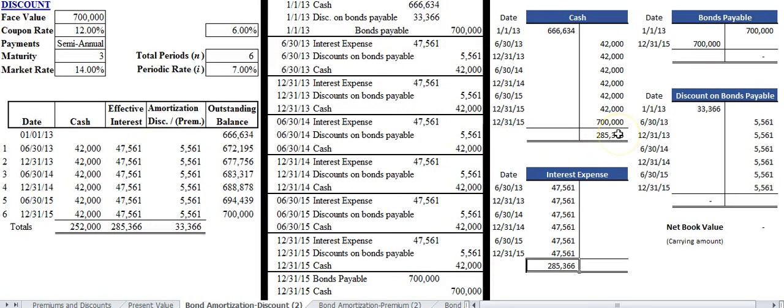But at the end, it is a correct representation. As you can see, we sent out $285,366 more in cash, and that's what we recognize as total interest expense, okay? So this is how you account for a discount on a bond when it's traded at a discount.